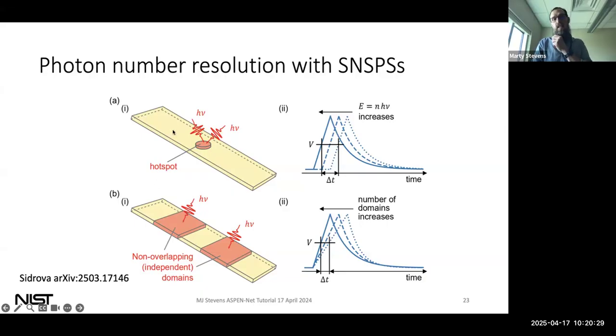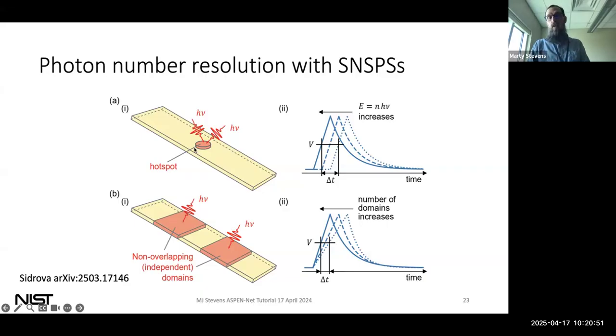So here's this cartoon of the nanowire. You can think about if you have 2 photons that come in and they generate a single hot spot, or if you have high energy photons, this is the voltage pulse as a function of time. And what you see is as the number of photons in that hot spot increases, you shift over to earlier and earlier times that the voltage pulse arrives.